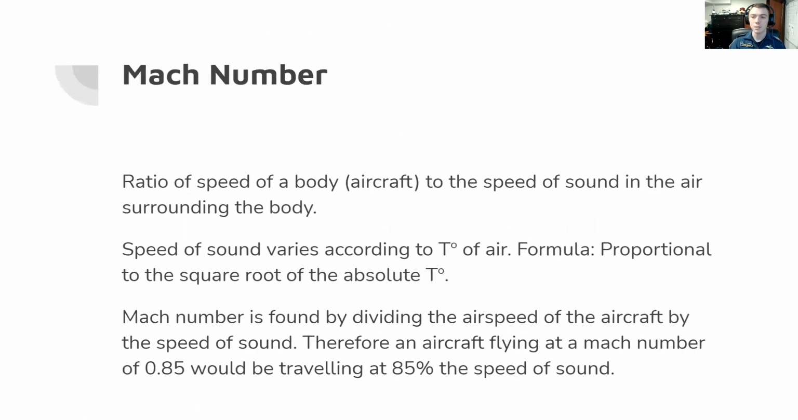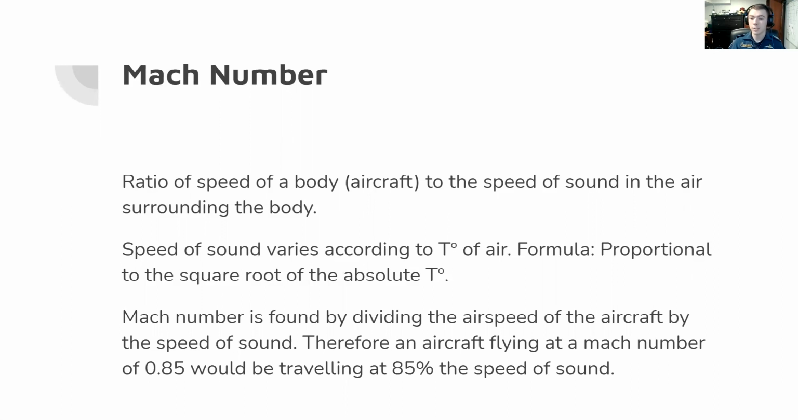Mach number. If you've gone through high school physics classes, you'll know that Mach number is basically how fast you're going compared to the speed of sound. Since the speed of sound varies based on the temperature of air, if you're flying in hotter air, then sound is going to travel more quickly through it. Sound also travels more quickly through water than it does through air. You can just think about that as a density thing.